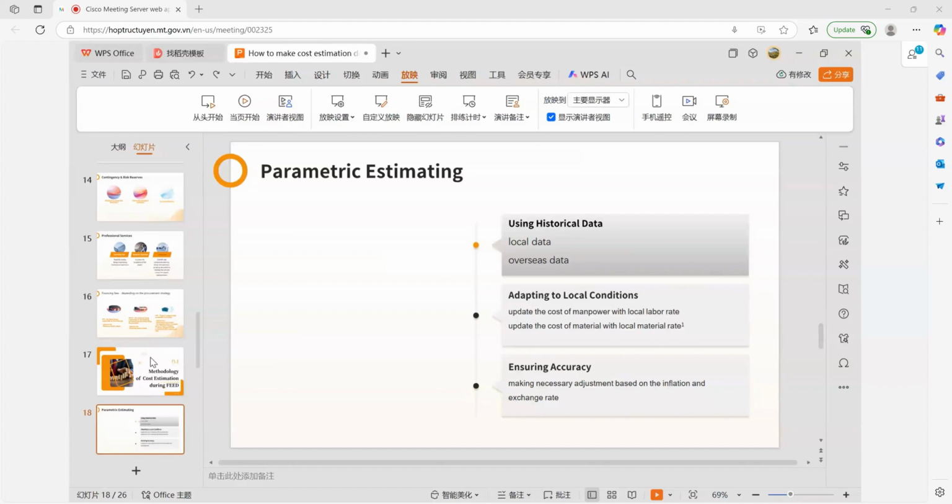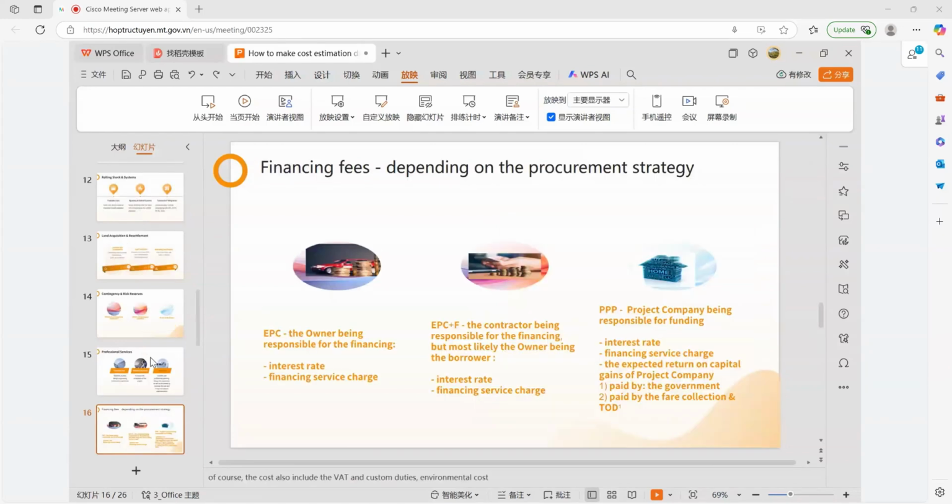With this method, historical data will be used, including locally applicable data and overseas data that is not locally applicable. And to do a relatively accurate estimation, adaptation to local conditions shall be considered. Also, to ensure accuracy, necessary adjustments shall be made based on inflation and exchange rate.